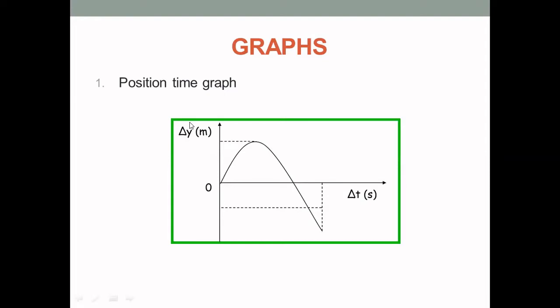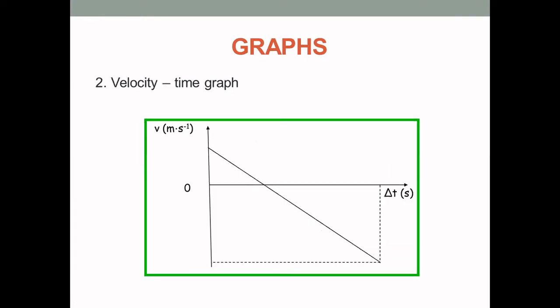The first graph is the position-time graph. Along the x-axis, we have the time taken in seconds. Along the y-axis, we have the displacement of the object in meters. This is the starting point. Displacement is 0, which means the starting point is taken as the point of reference. So this is the maximum height. Then here the object passes the starting point, and the object hits the ground here.